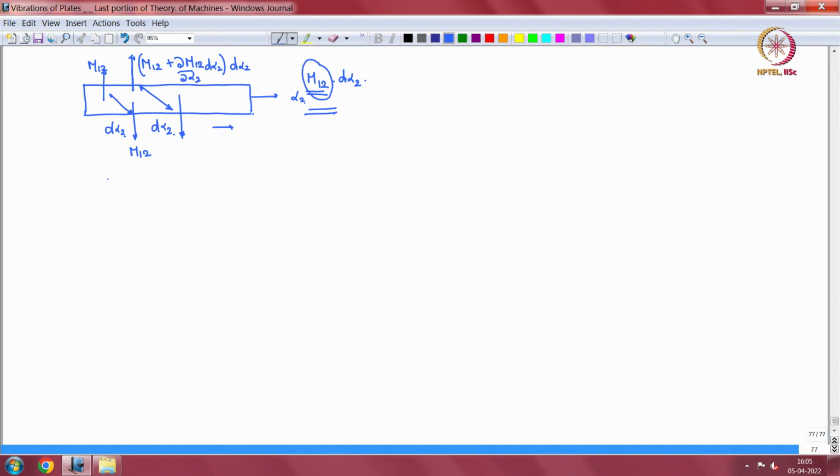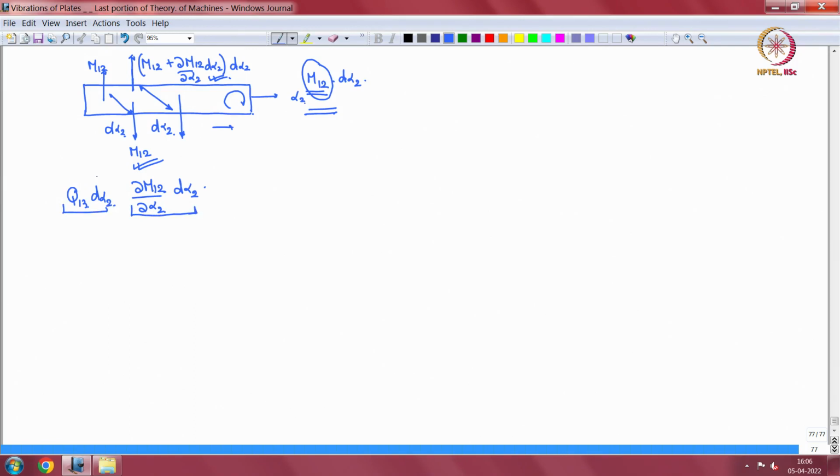If we continue in this fashion, what happens is at every point I have an M12 downwards and an M12 plus an increment upwards in keeping with the sign convention, okay. So as a result everywhere I have del M12 by del alpha 2 d alpha 2, okay, this is a moment resultant which is a force, okay. Then what do I have? I have Q13 into d alpha 2, that is a force. So this is a force, this is a moment resultant, moment per unit length, and hence that is a force, okay.